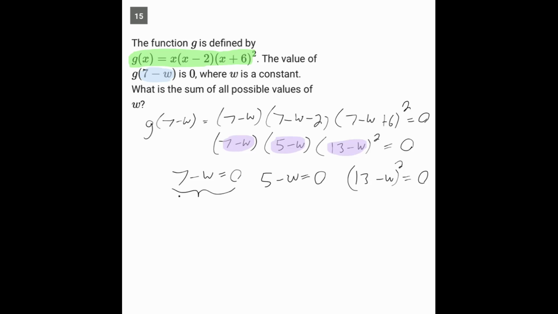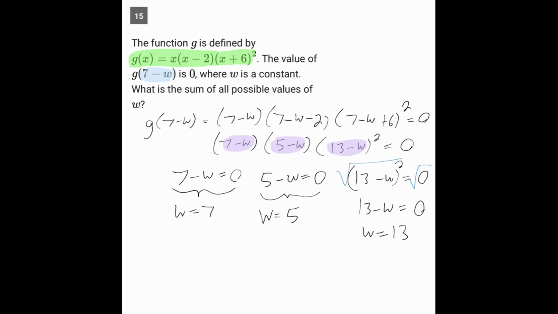On this one, you can add w to both sides, you get w equals 7. Here, you can add w to both sides, you'll get w is 5. And on this one, a tiny bit more complicated, take the square root of both sides to get rid of that square. And you'll have 13 minus w equals 0. Now you can add w to both sides, and you'll get w is 13. So those are our 3 values of w, not x, of course.